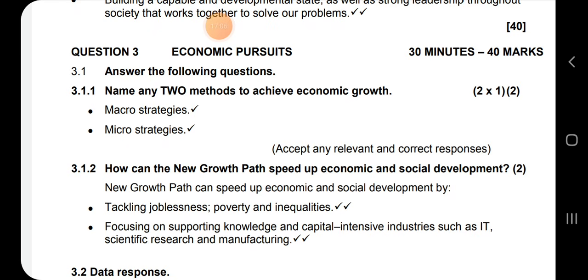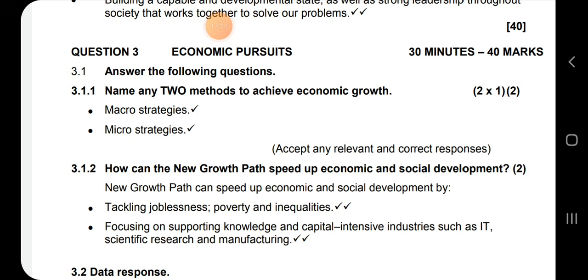So, name the following. Name any 2 methods to achieve economic growth. We're going to use the macro strategy and the micro strategy. So those are the 2 methods we use to achieve economic growth, or any other relevant answer. So you can state others.